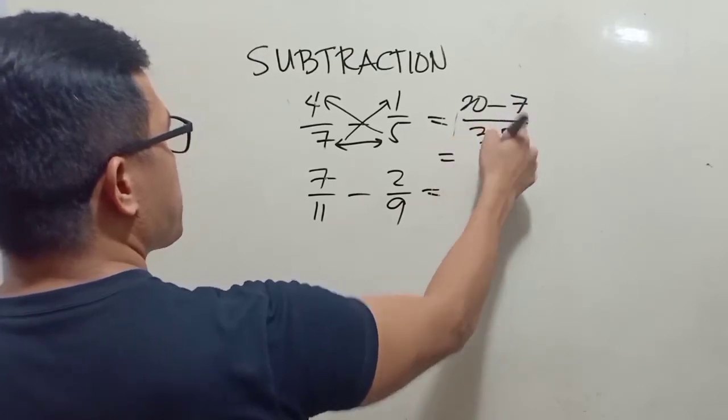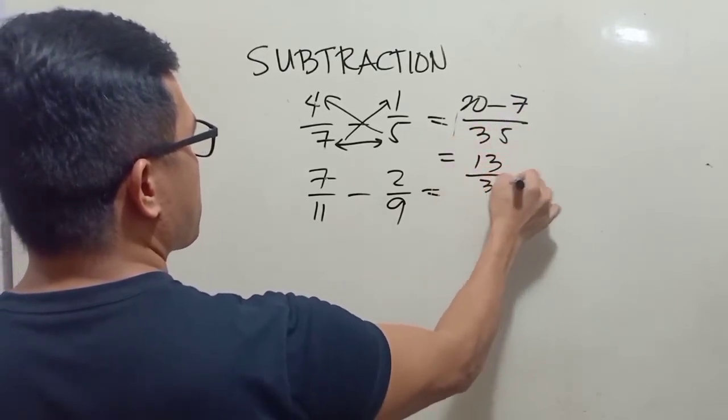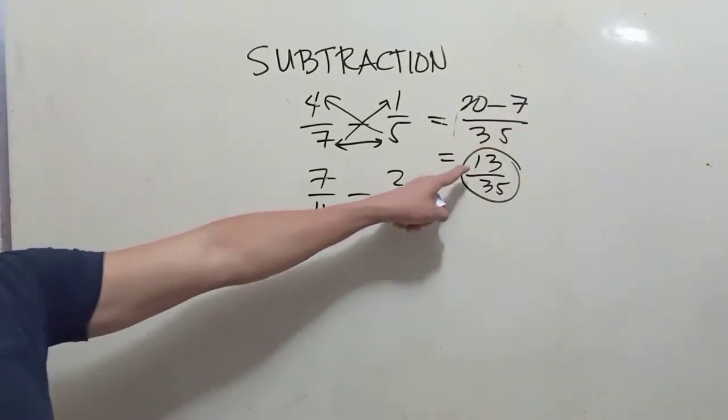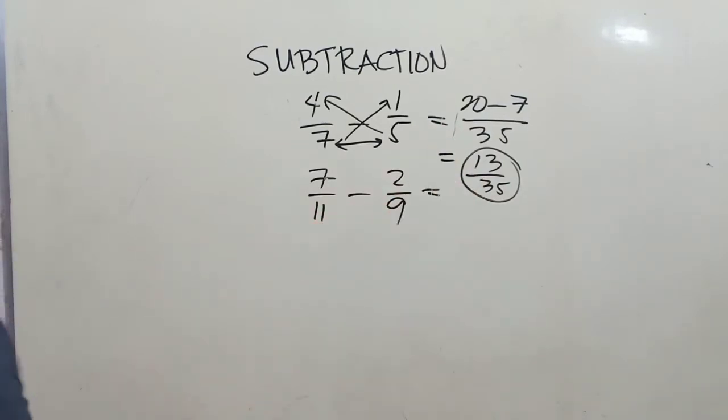So this one, 20 minus 7 is 13, over 35. So this is now the final answer. Numerator is smaller than denominator, so it's simplest form, okay?